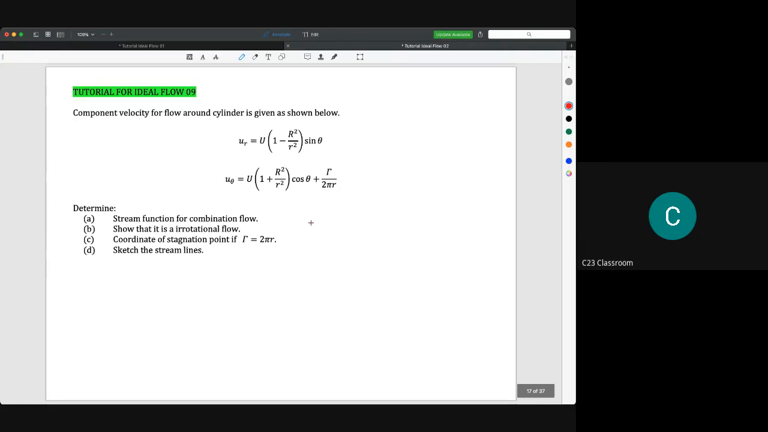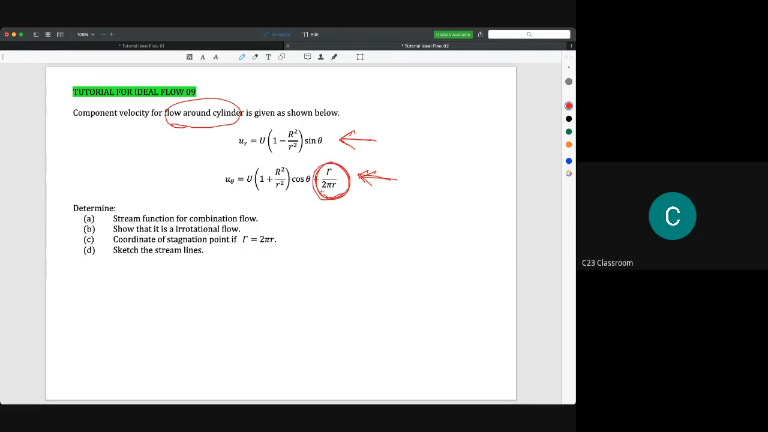Okay, this is tutorial number 9. The component velocity for flow around cylinder is given as shown below. The question gives us the value of UR and also the value of U theta here. And here it gives you flow around cylinder. Okay, but when you see the velocity components here, you will find that we have a gamma element here.